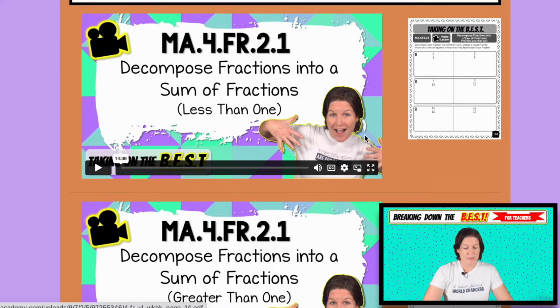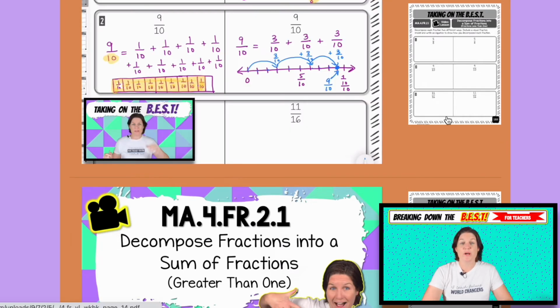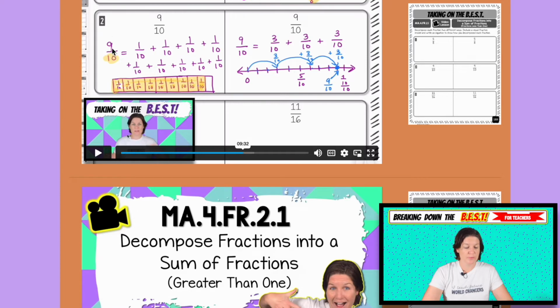So the video lessons that we have available for this standard involve decomposing fractions into a sum of fractions less than 1. Okay, so here I'm just pausing right here at this video. You can see for number 2, we are breaking 9/10 down, decomposing this fraction into the sum of unit fractions and showing that using an area model, and then also a different way, 3/10 plus 3/10 plus 3/10, and modeling on a number line what that looks like. So that's just a little sample there.